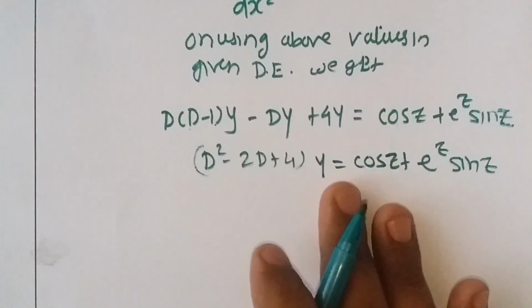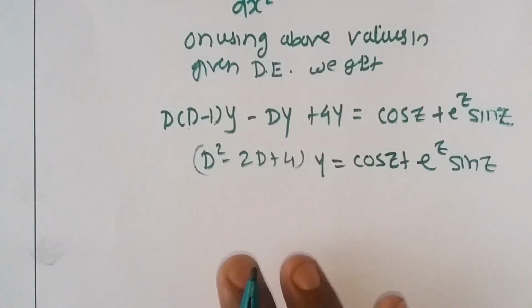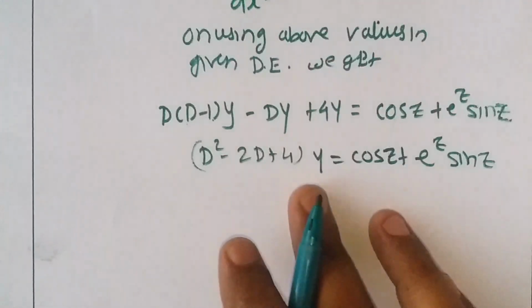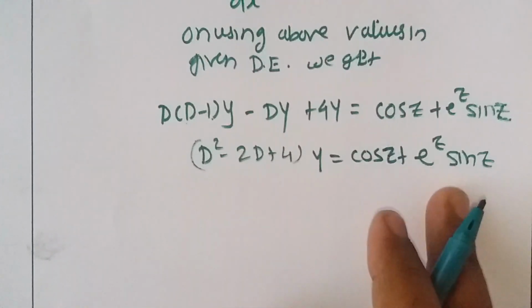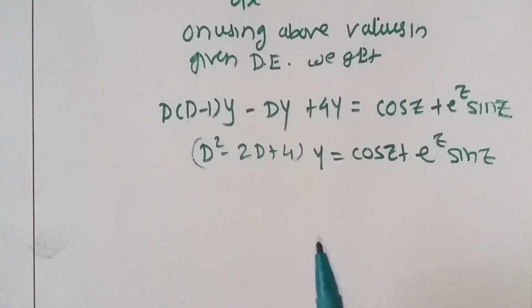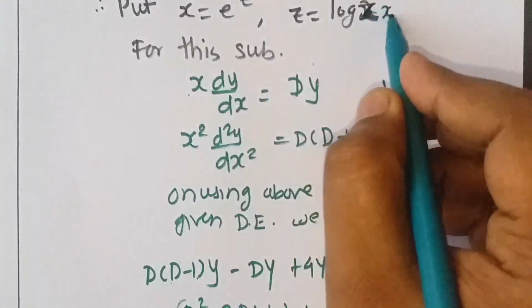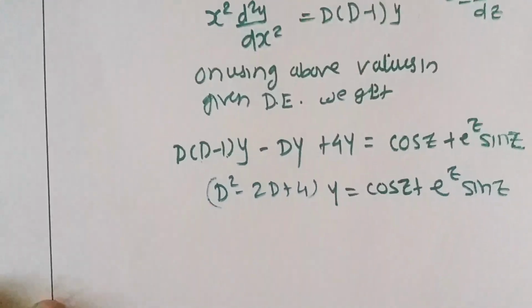Now from this step onwards, we are going to do the calculation like the previously discussed method. After getting the solution, you will get the value of y in terms of z, because the right hand side is a function of z, and this capital D is d by dz. Once we get that solution, in that solution we are going to replace z by log x to get our required solution.